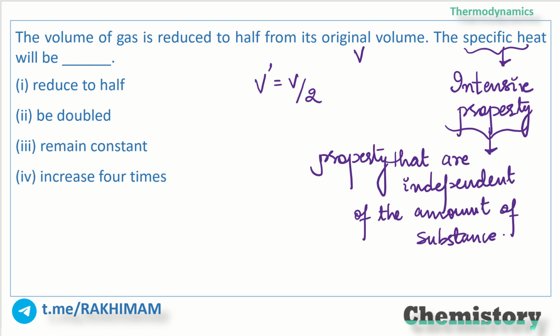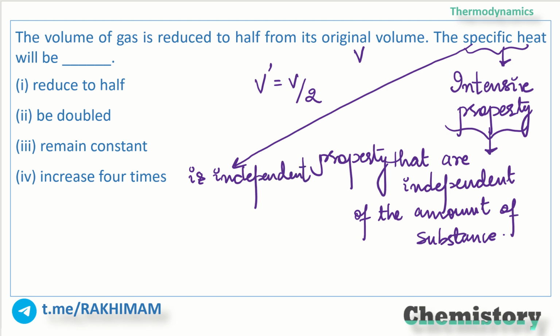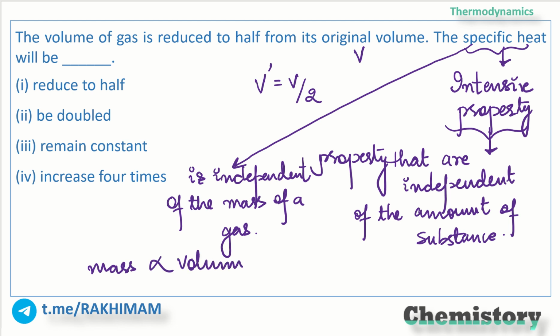I think I've made my point very clear over here to you guys. Just let me know if things are clear for you people. Yes. So what does it mean? It means specific heat is independent of the mass of the gas. And we all know that mass is directly proportional to volume, isn't it?